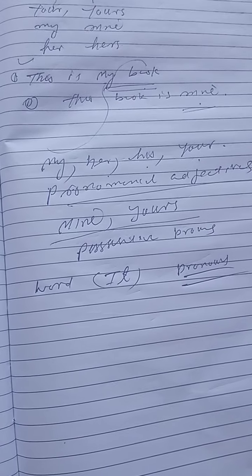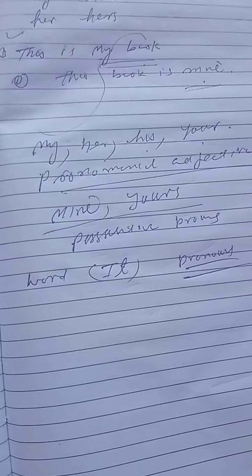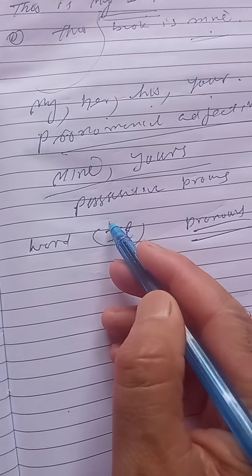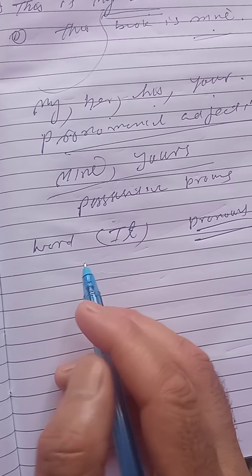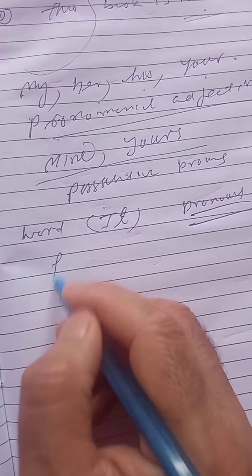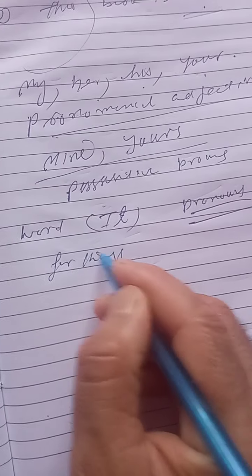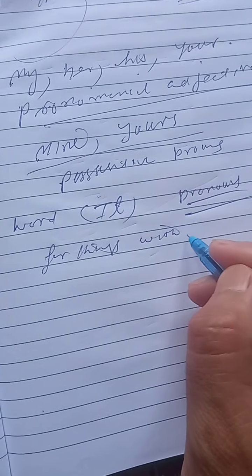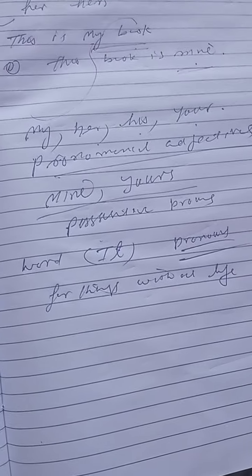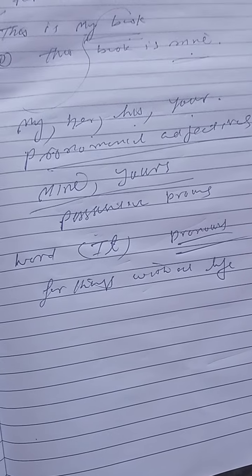But in the case of the first person singular, first person plural, and second person, we use the same words. It is used for things, things without life. For example, it's a book, it's a chair, it's a cat, it's a dog.